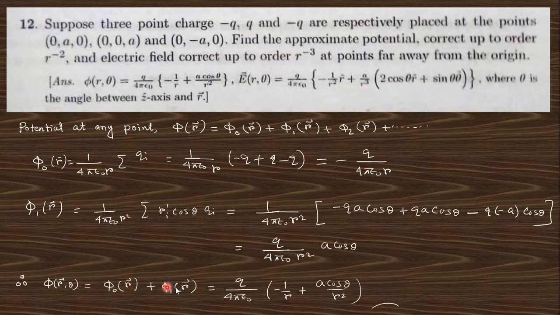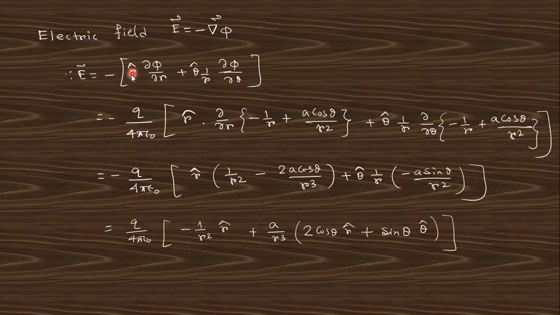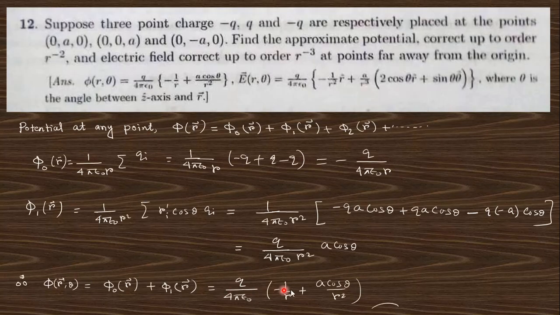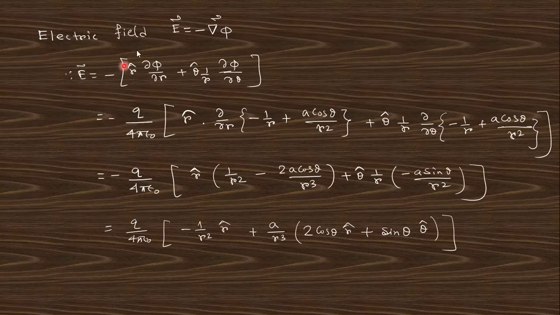So finally we got this, that is the dipole moment. Because we need to take terms up to r to the power minus 3, and the quadrupole term gives an r to the power minus 4 term, we stop here and take only these two terms. If you add these two, you will get this expression. So this is the potential.